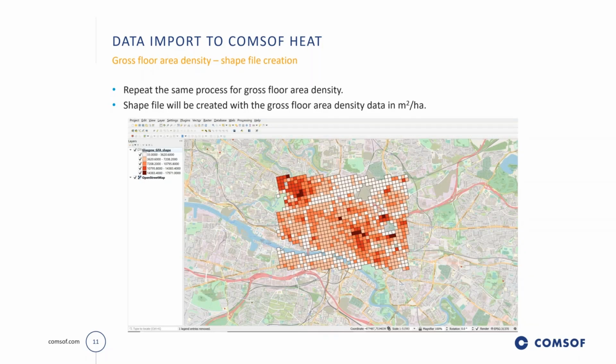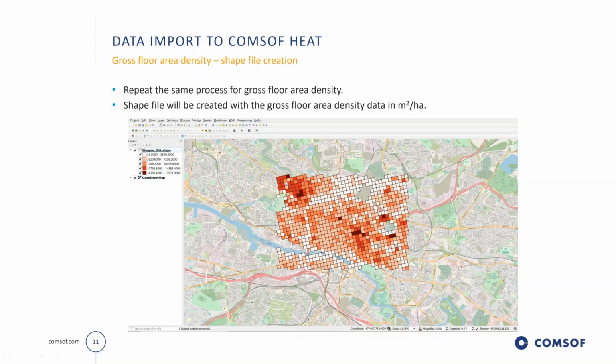So we just have to repeat the same process for gross floor area density. Using the same process, the shapefile will be created with the gross floor area density, which is also in meter squared per hectare. So you can see which are all the areas where you have higher gross floor area. The dark red has higher gross floor area density, and the white shows lower gross floor area density.